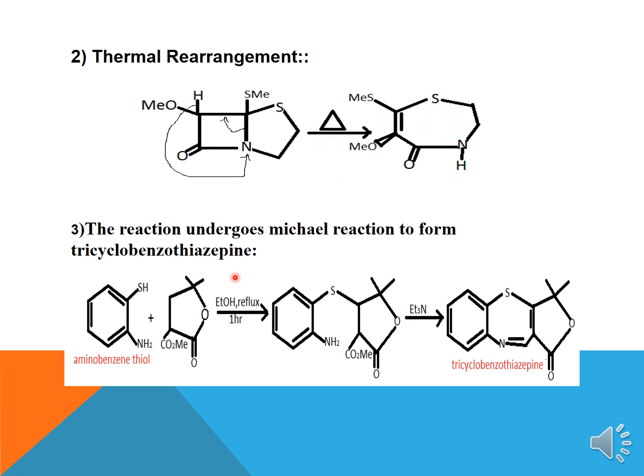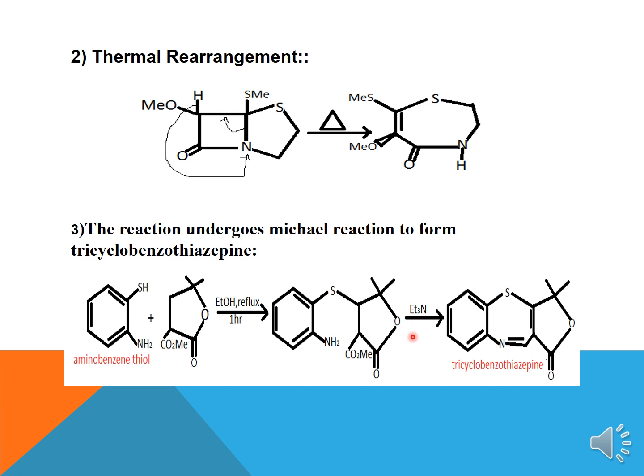And then moving on to the third reaction, if you take the aminobenzene thiol and treat it with this furan compound, there is a Michael reaction, Michael acceptor reaction, which you have studied. After that, there is ring closure by the formation of the adduct over here, and then again the nitrogen, upon treatment with ethanol reflux for 1 hour, or just this sulfur will form one bond over here. Not the whole cyclization which is taking place over here.